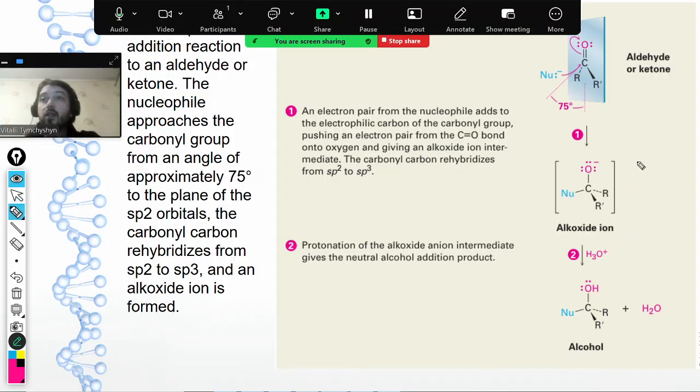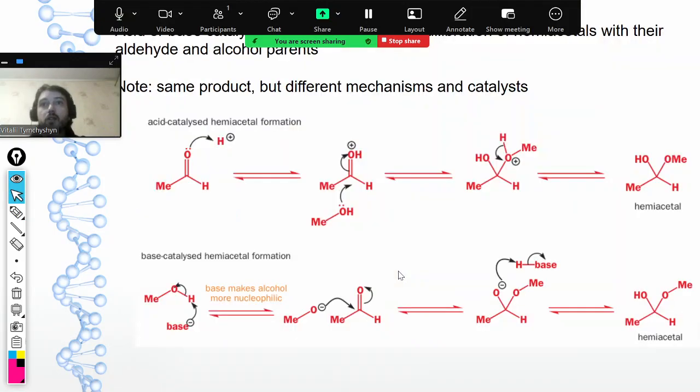Then what happens? This alkoxide ion carries some negative charge on the oxygen, and it will be happy to get a proton for itself. And the protonation of this alkoxide ion, of this intermediate, gives the neutral alcohol addition product. So here we had an aldehyde or ketone, and here we ended up with an alcohol and this nucleophile attached to the carbon atom. Good.